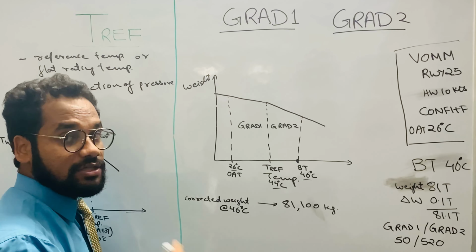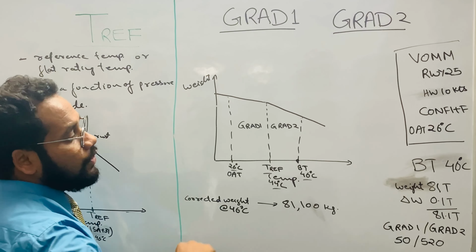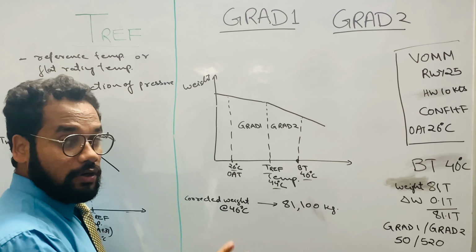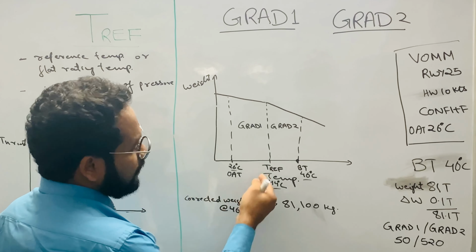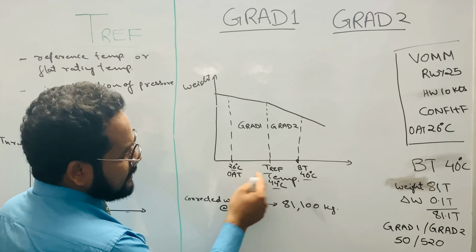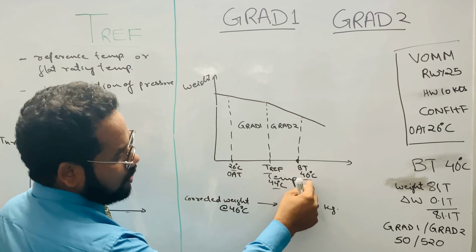Sometimes you have to apply only grad 1 and grad 2 would not be applicable, and sometimes only grad 2 you have to apply. In that case grad 1 will not be applicable. So in this example we have to apply both the corrections. Why? Because I told you there are three cases. The first case is if the OAT is less than Tref and the lowest temperature is greater than Tref, you have to apply both the corrections.